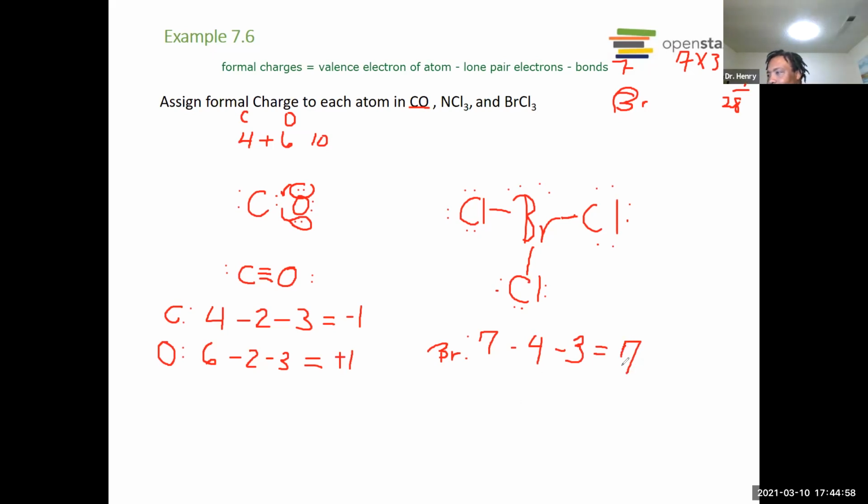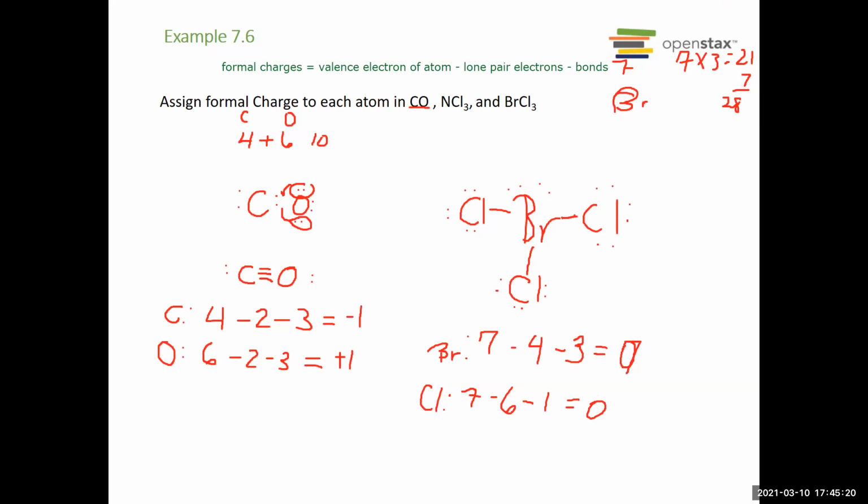Oh, that's 0, right? Not 7. And then the Cl is going to be the same as it was earlier. So it's 7 minus 6 minus 1. So that's 0 as well. So perfect. These guys are happy. Piece of cake? Yeah. Good. Yes. Okay.